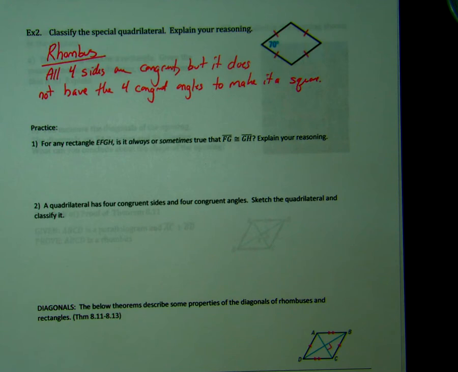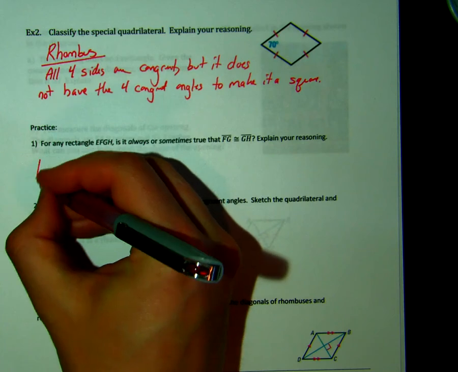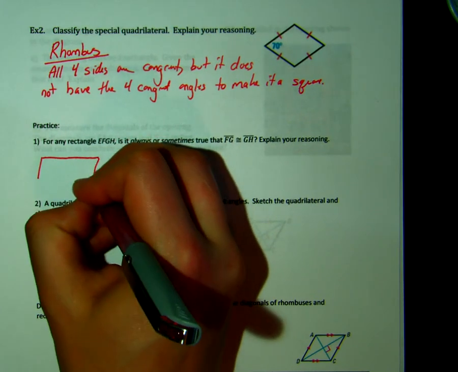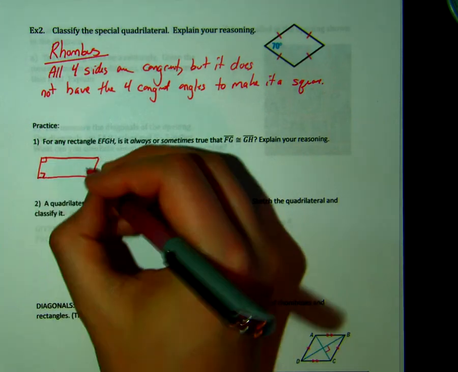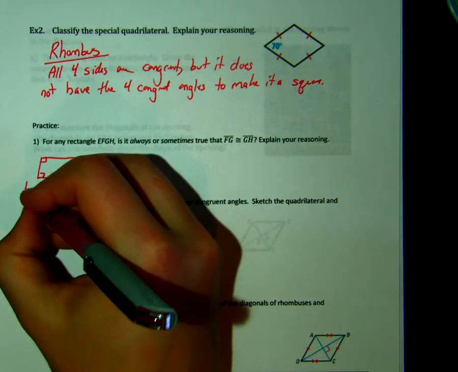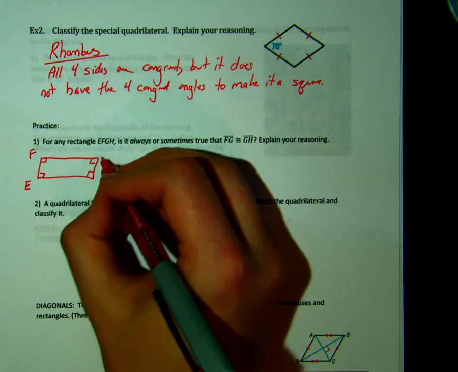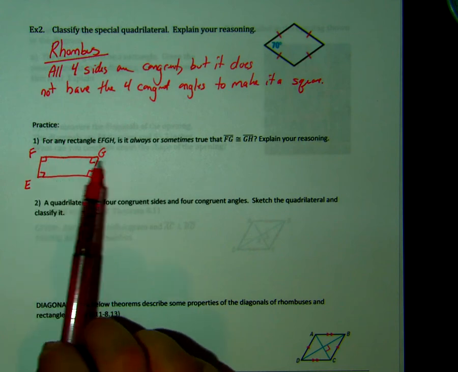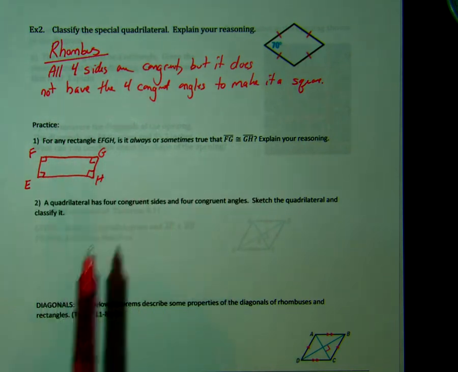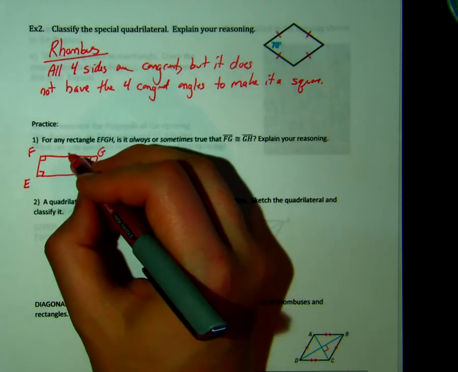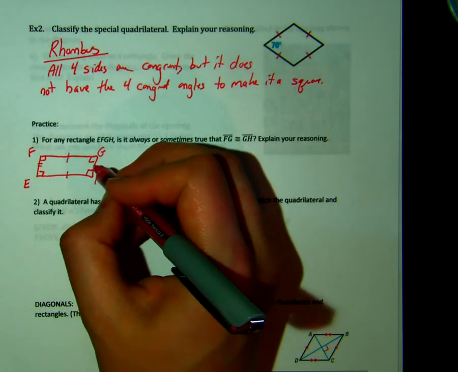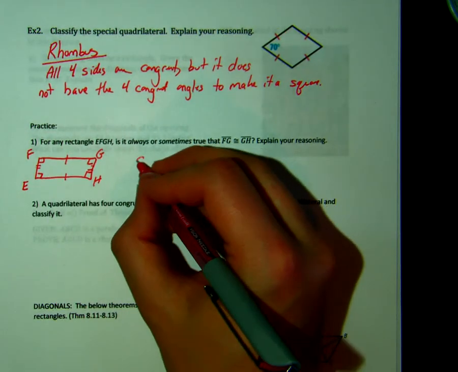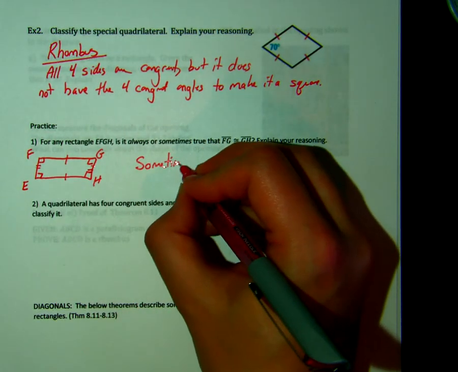Okay? So for any rectangle EFGH, is it always or sometimes true that FG is congruent to GH? So similar to the question we just did. So first thing I'm going to draw the most generic rectangle EFGH that I can. Okay, and so FG is kind of the top part that I have here. GH is the part on the side. These being rectangles, we know that the opposite sides are congruent. We don't know that the adjacent sides are congruent. So this is very similar to the last question we did. This is going to be a sometimes question.